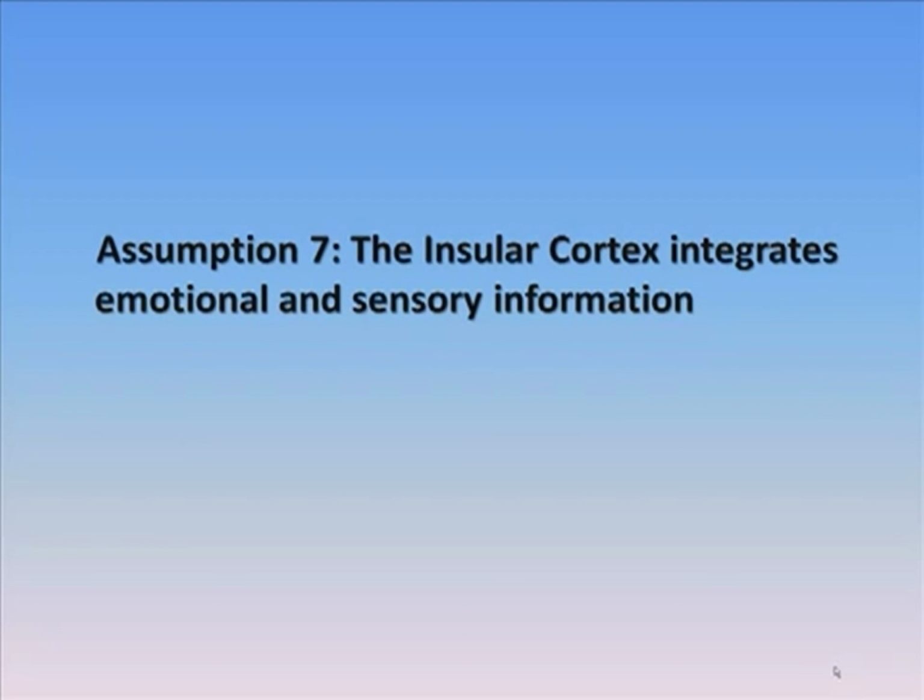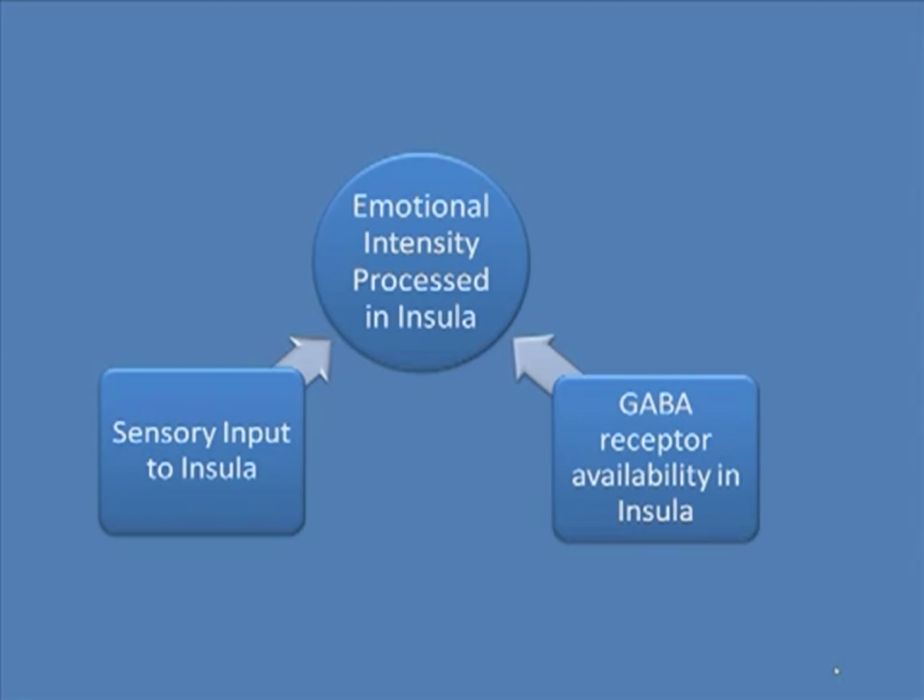So firstly, the assumption here, which isn't based on evidence at this point, is that the insular cortex integrates emotional and sensory information, although there is a lot of evidence out there if you look further. So here's the model. The model states that the intensity of emotions we experience is determined by processing that happens in the insula, and that this is in turn determined by the availability of GABA A receptors and also by the sensory input the insula receives.